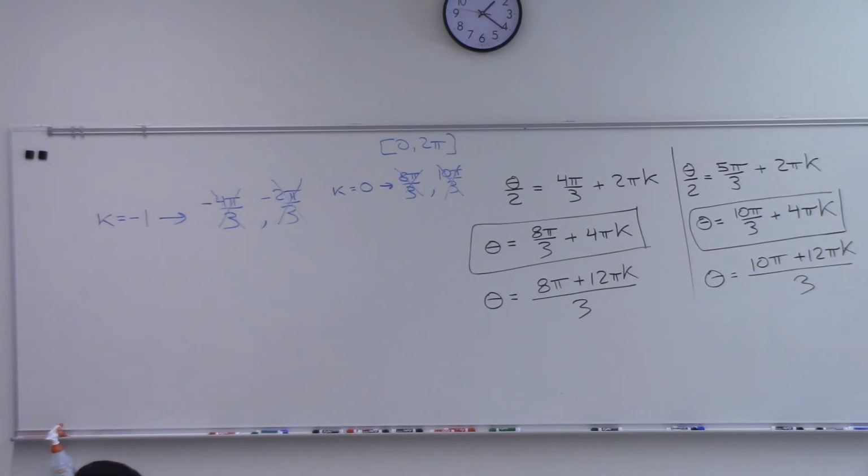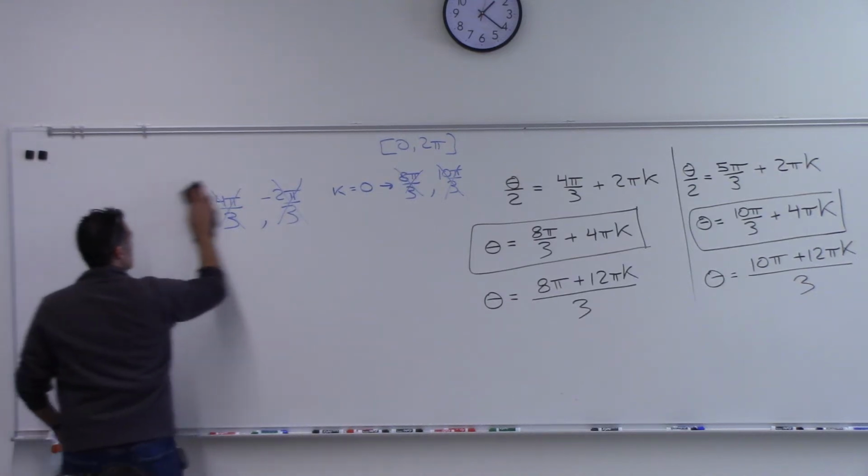Yes? You said you would do one more, right? I would. I will. What do you want? 43. Root 3 minus cotangent theta equals 0.